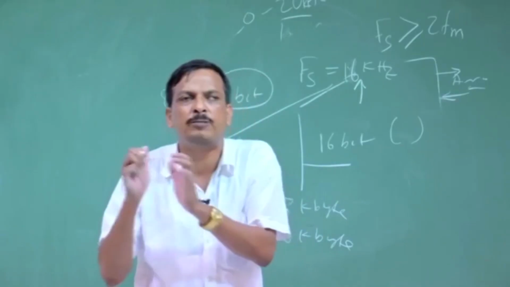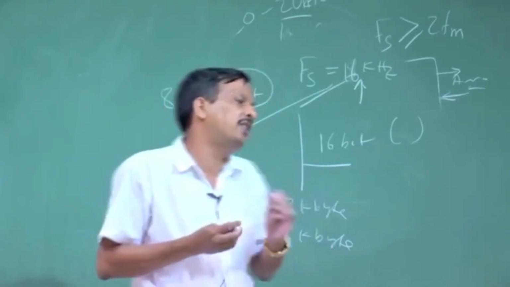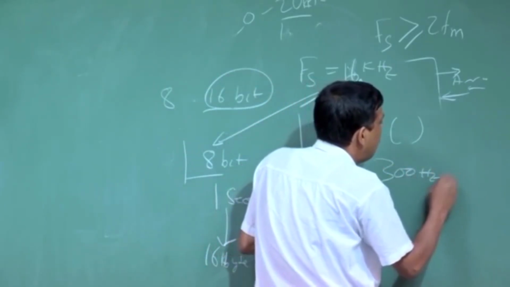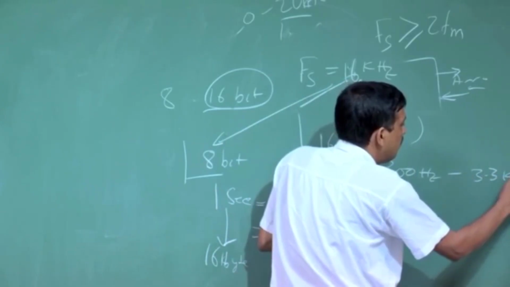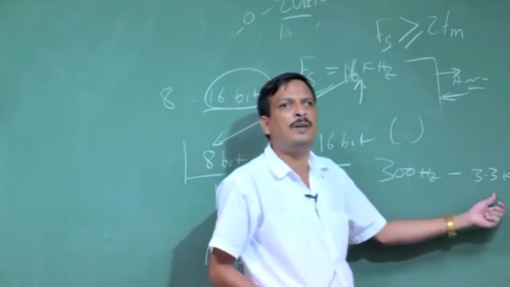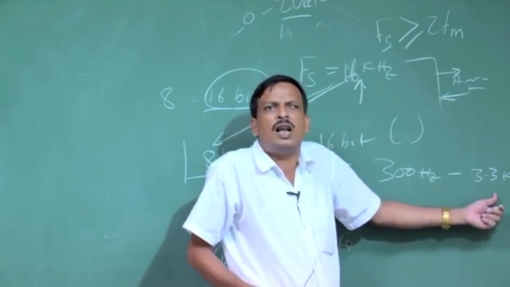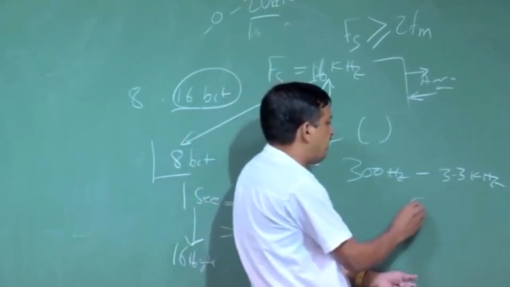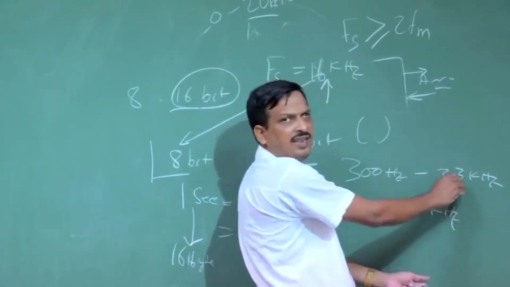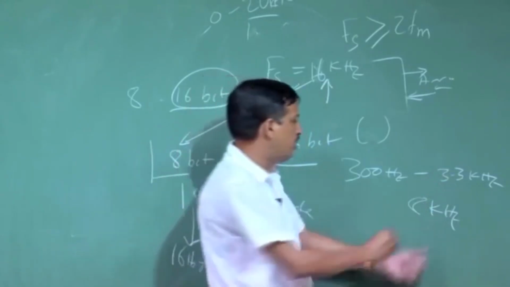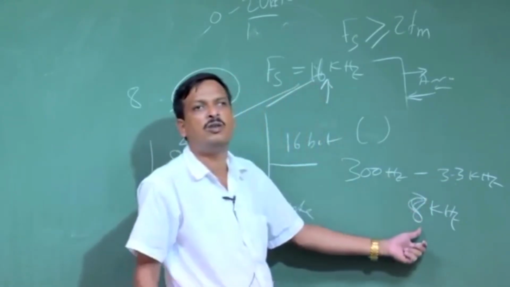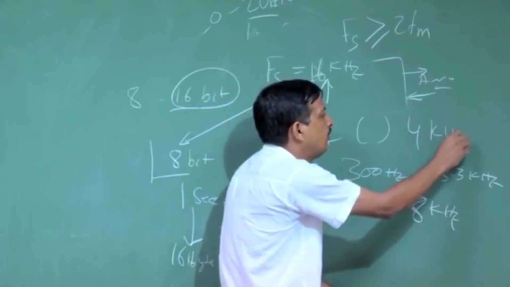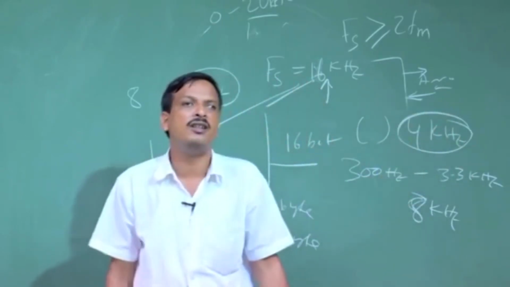When you record a speech signal, suppose you are recording telephone speech, whose bandwidth is 300 hertz to 3.3 kilohertz. Since the signal is band limited to 3.3 kilohertz, I should not sample it with a very high sampling frequency. 8 kilohertz is sufficient, the nearest value to double this. That is why, for telephone speech with 8 kilohertz sampling frequency, 4 kilohertz is the maximum frequency which can be present in the speech.